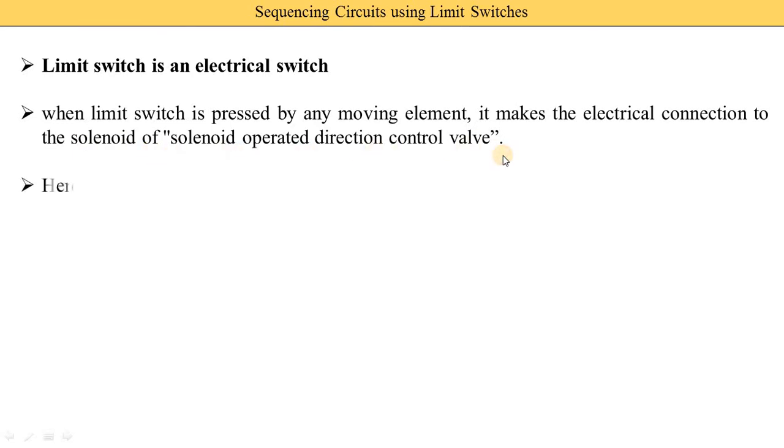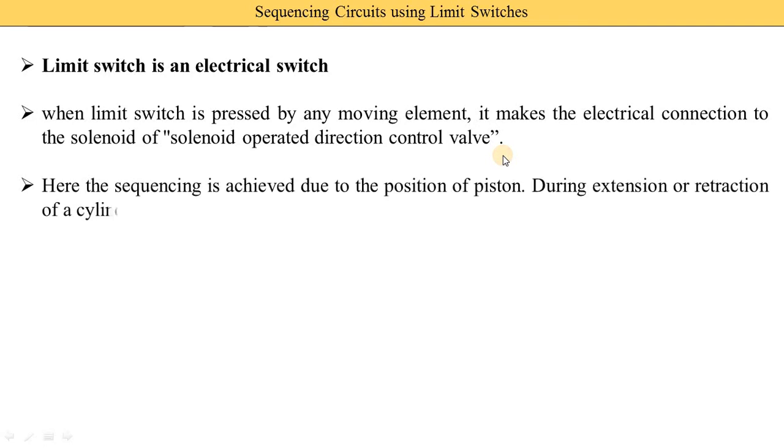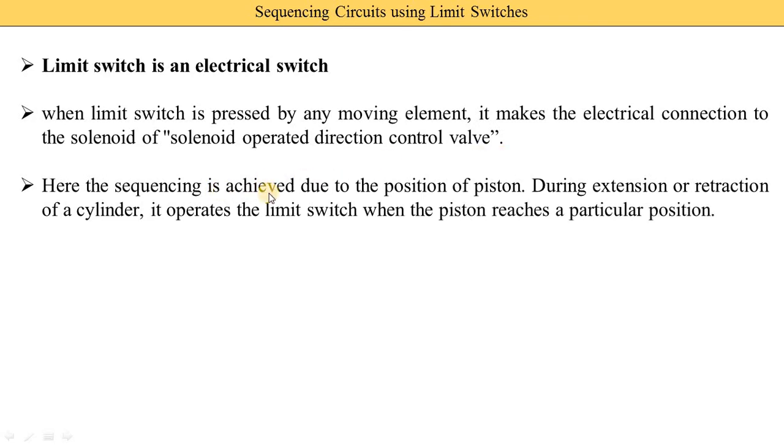This is understood more clearly when we study two different examples, so I request you to watch the video up to the end. Here the sequencing is achieved due to the positions of the pistons. Why? Because at the end of the piston rod a cam is fitted, and the cam operates the limit switch. That's why it is called sequencing achieved due to the positions of the piston.